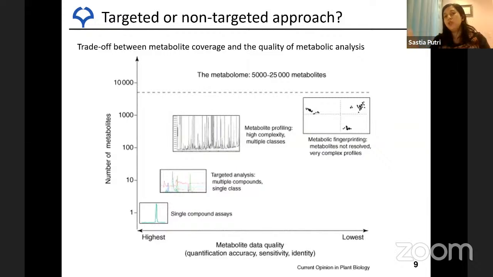And if you would like to validate, for example, okay, from one single class, among many different kinds of metabolites that I analyze, I know amino acids are important. So I would like to develop an amino acid analysis. And then from the amino acid analysis, I know that proline is important, for example. Then you could have a single compound assay just to confirm the concentration of this particular metabolite of interest. And then you will have the highest metabolite data quality and accuracy.